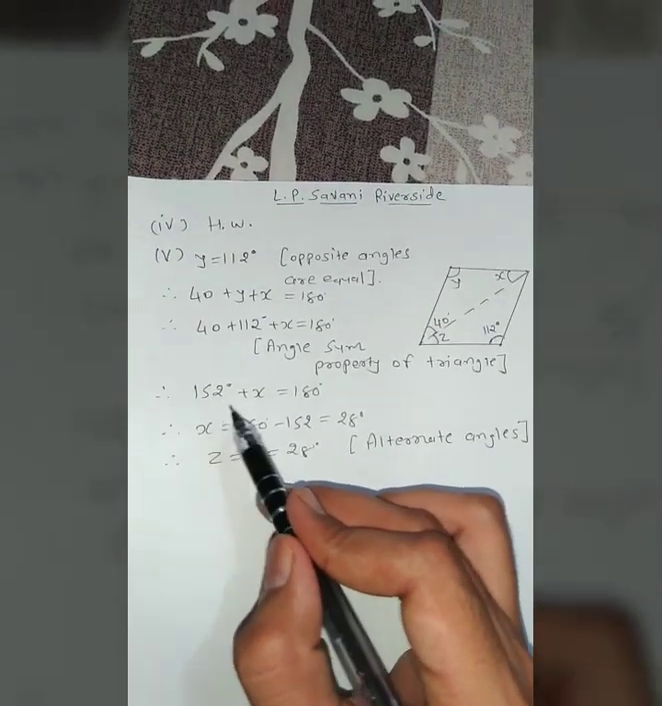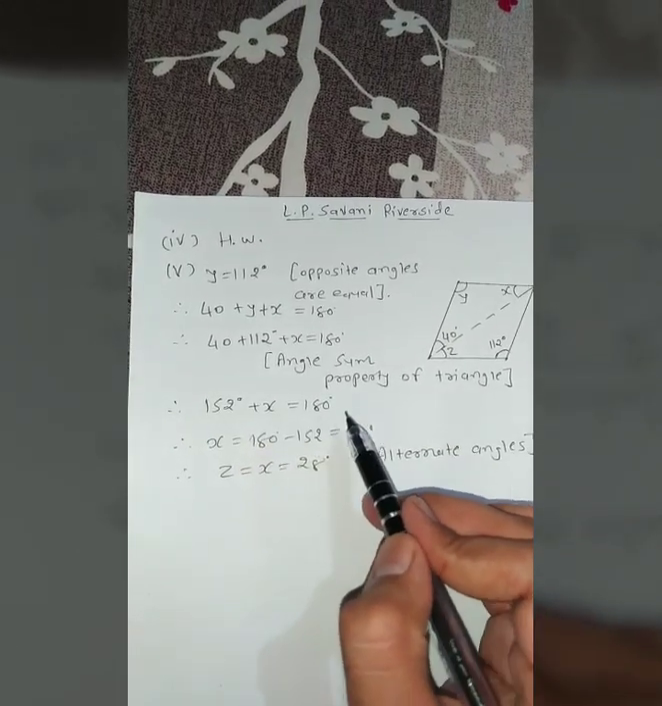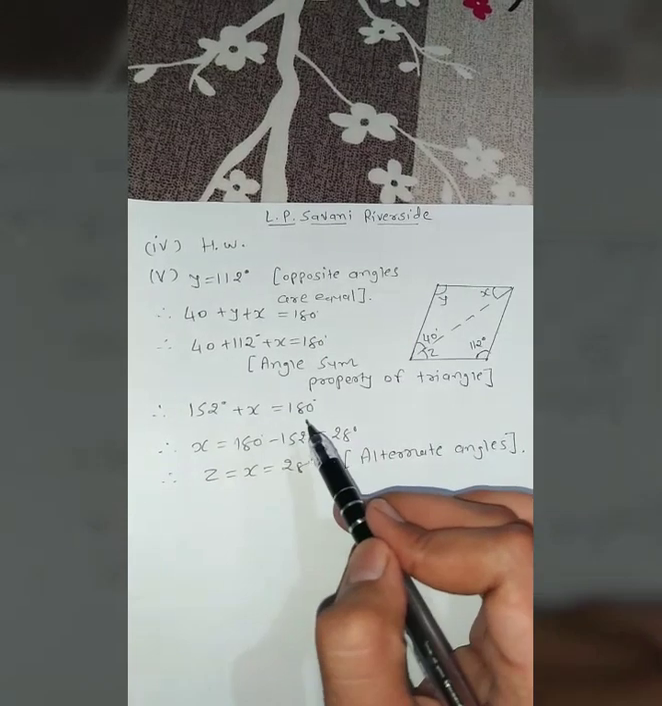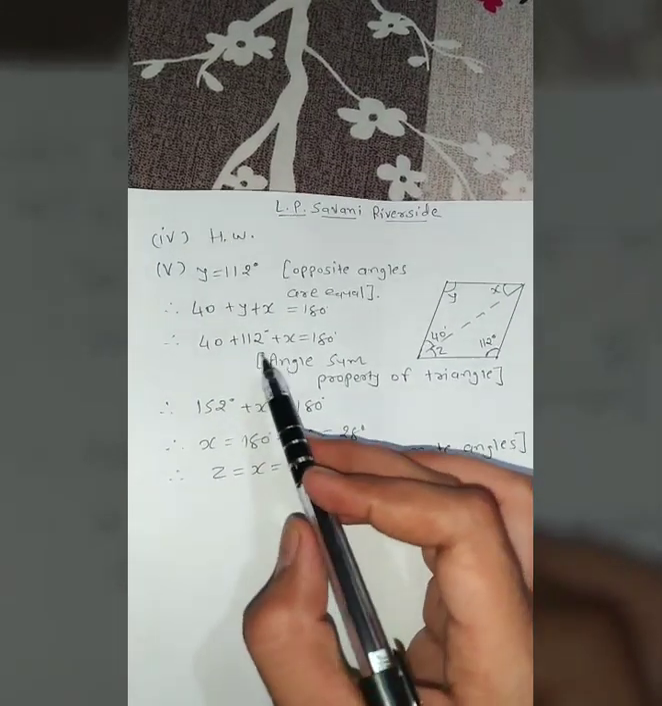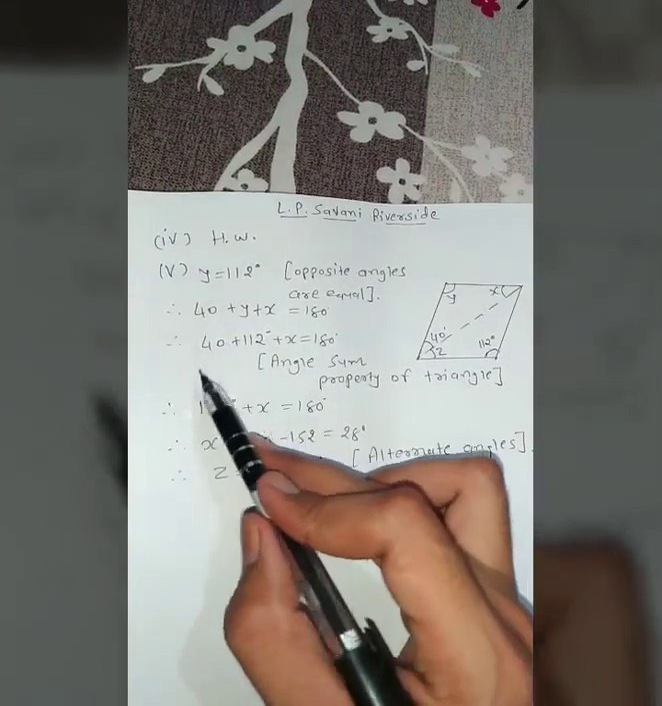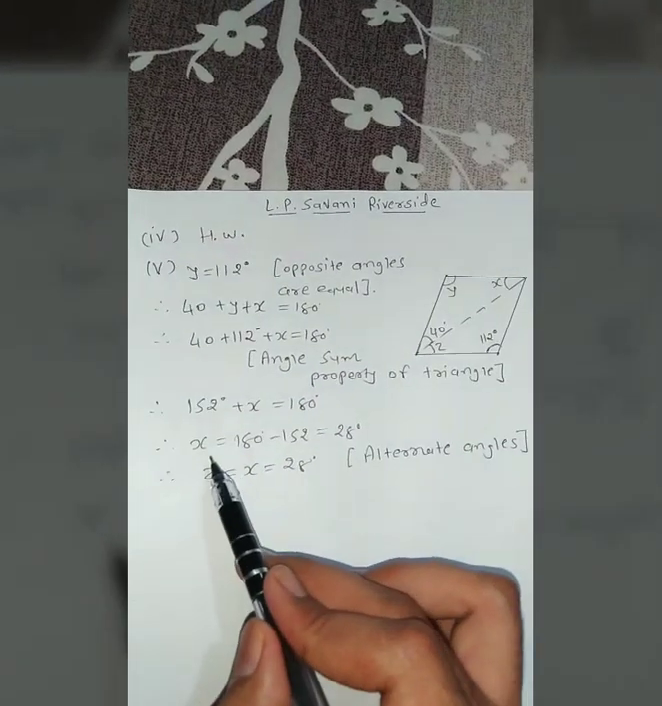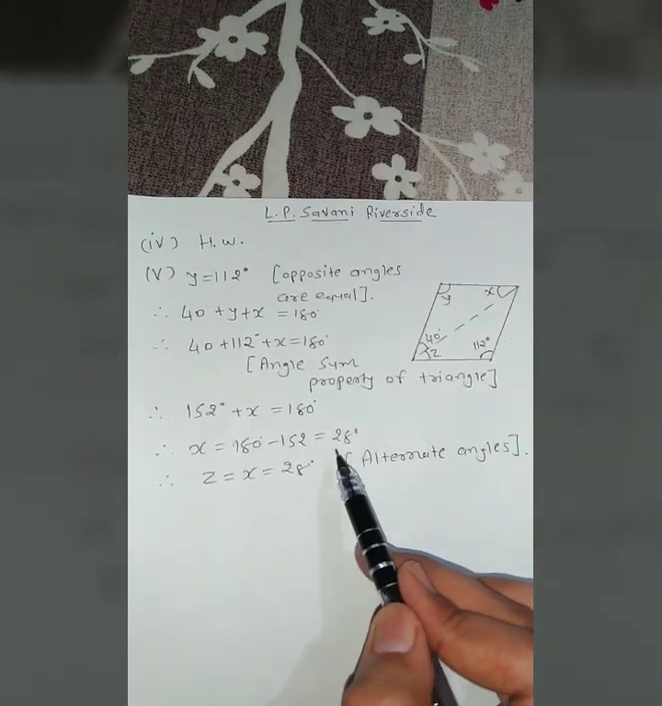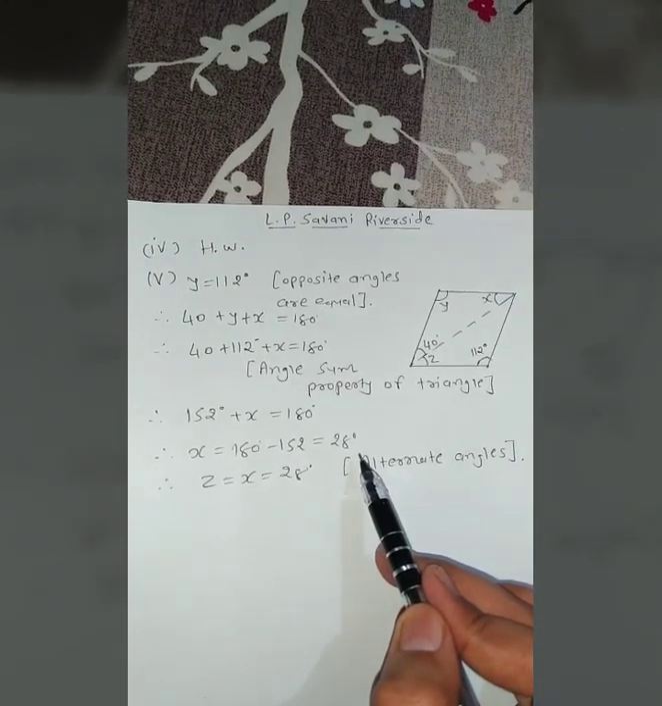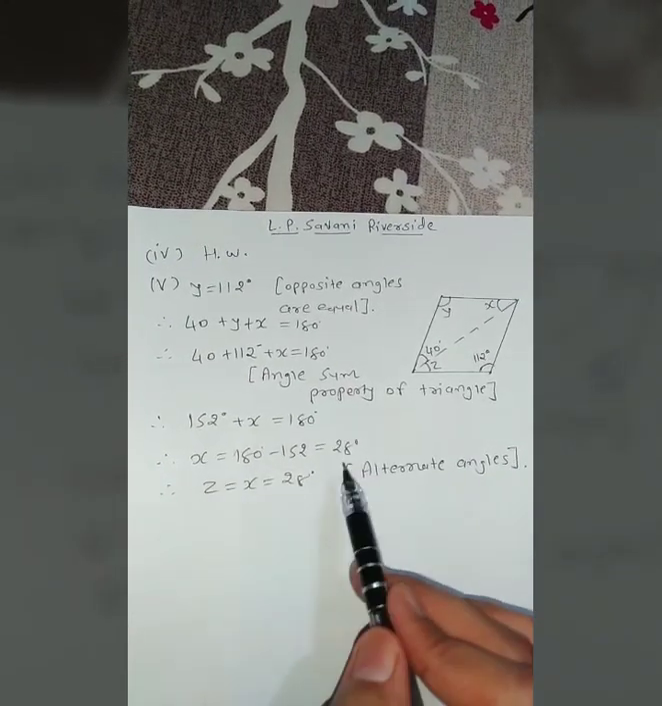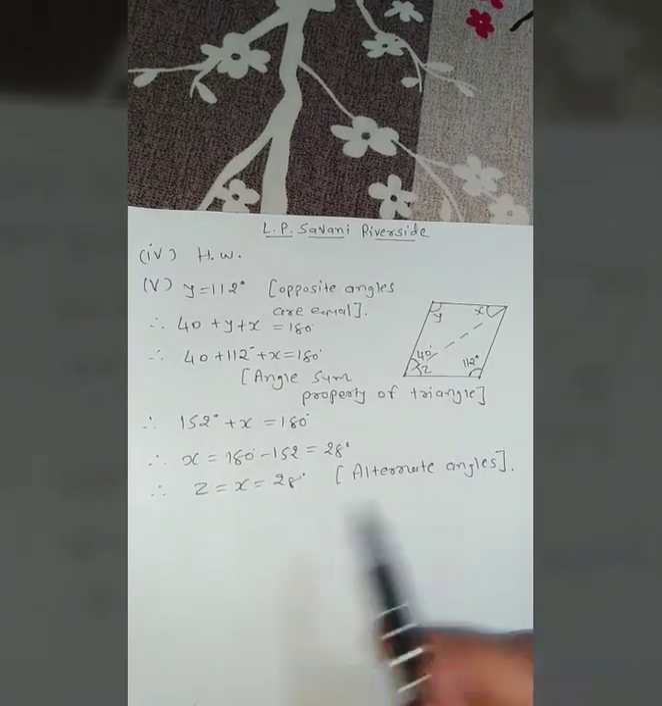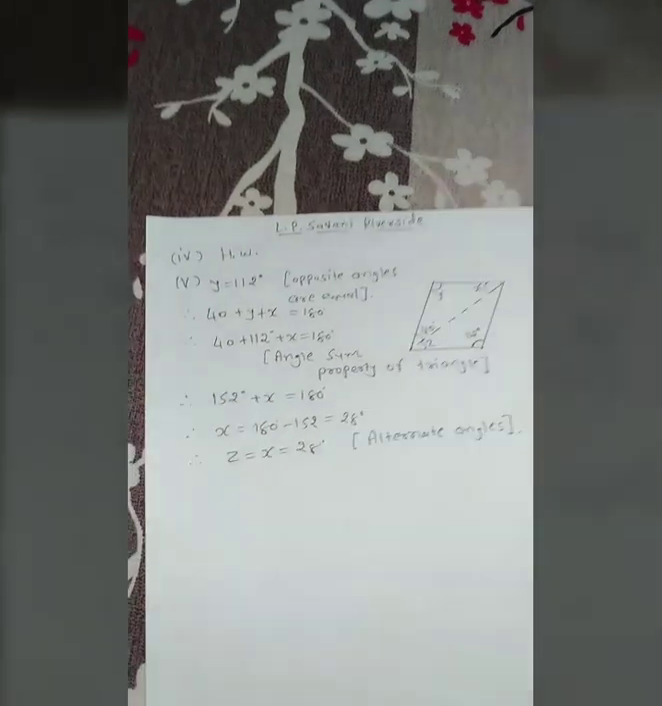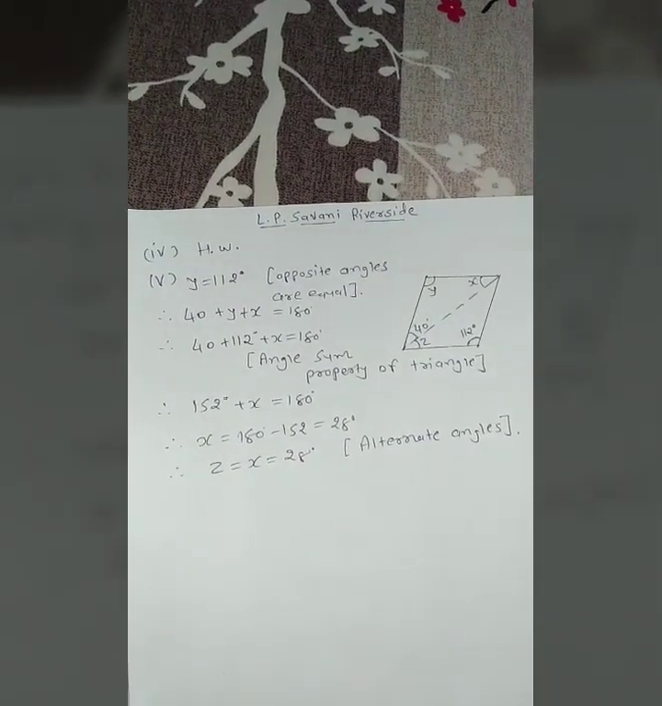Then next, 152 plus x is equal to 180. So 152 plus x is equal to 180, because I give here simplification only, nothing else. And x is equal to 180 minus 152 is equal to 28. Okay, so x is equal to 28, which is the alternate angle. Okay, in this way you can solve parallelogram problems.